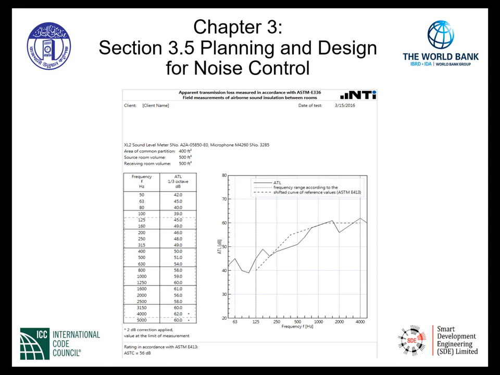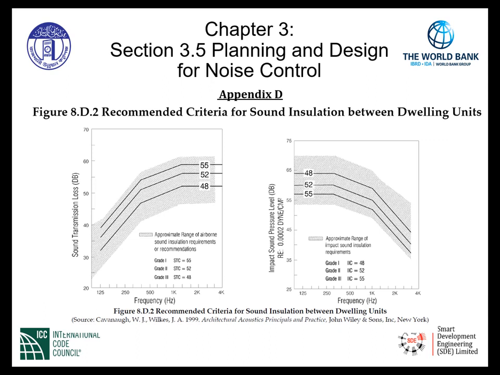The following tables are located in Appendix D and provide the approximate range of airborne sound insulation and impact sound insulation required or recommended between dwelling units. Sound transmission class deals with transmission of airborne sound, typically through walls, while impact insulation class deals with impact sound, typically through floors. So we need to make a distinguishing mark between the two.